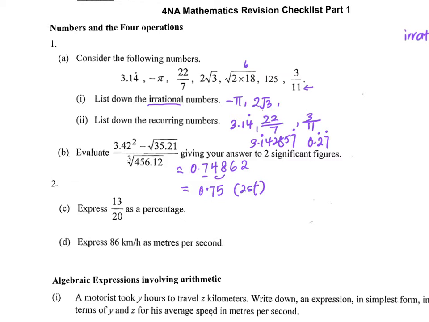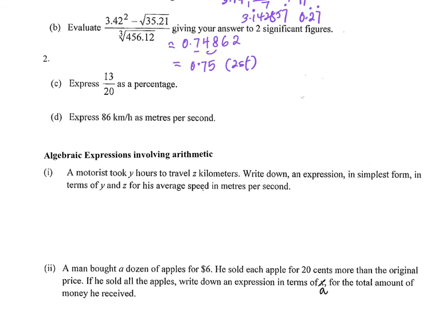Okay. Next one. Express this number as a percentage. How do I express this as a percentage? Yes, times 100%. So 13 over 20 times 100%. You give me what number? 65%.